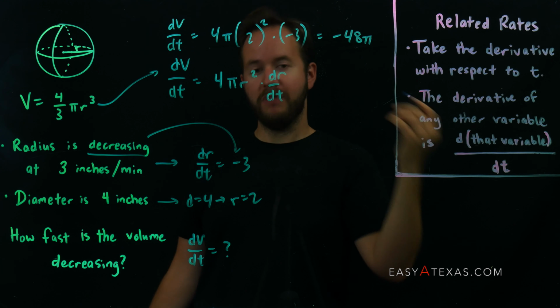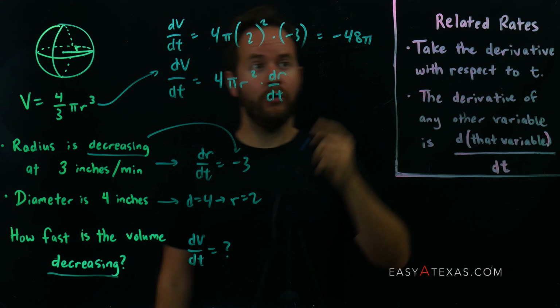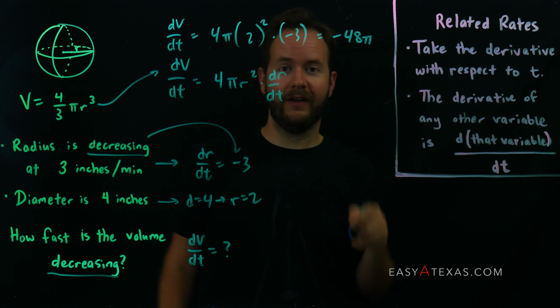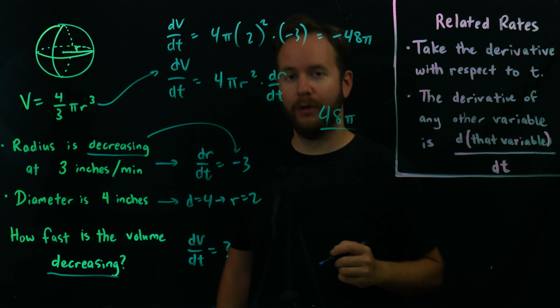Now you could say -48 pi, but remember we were already being asked how fast the volume is decreasing. So the negative that's already there takes care of the fact that it's decreasing. So our answer is just going to be 48 pi. That's how fast the snowball's volume is decreasing.